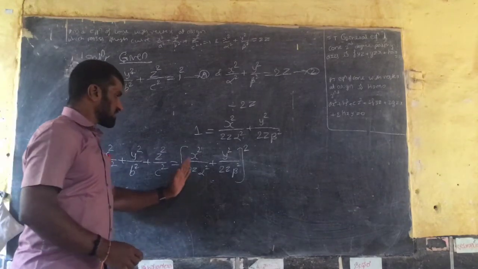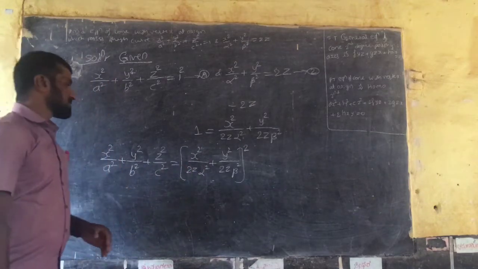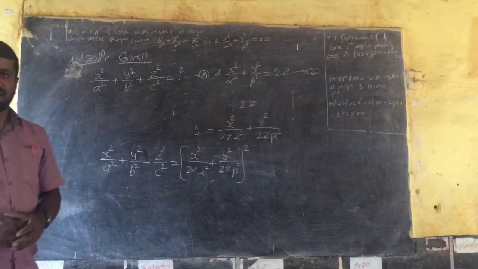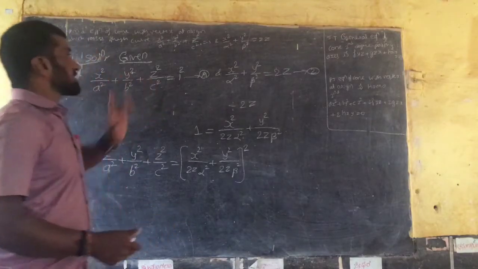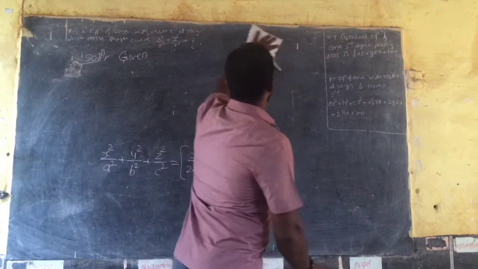Keep 2z as it is, 1 divided by 4z square, cross multiply and simplify, and that is the equation of the cone, right? So that's complete. Next example.